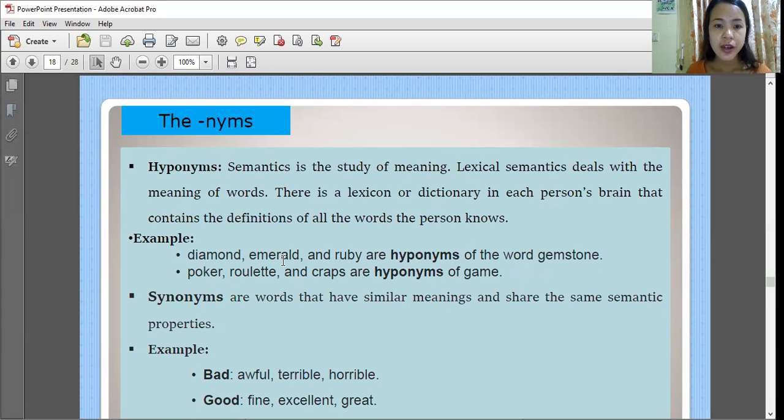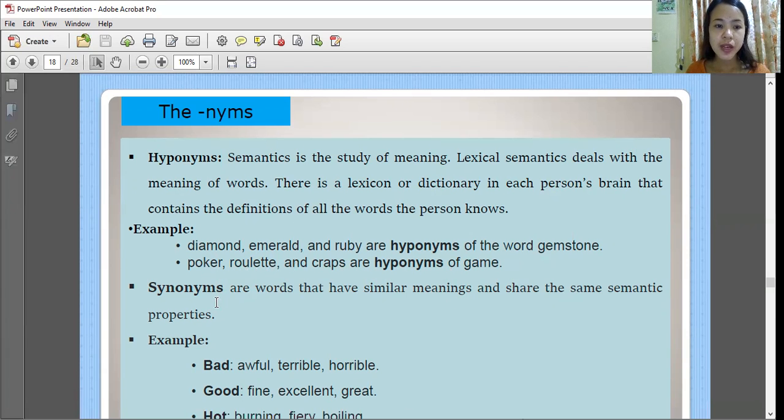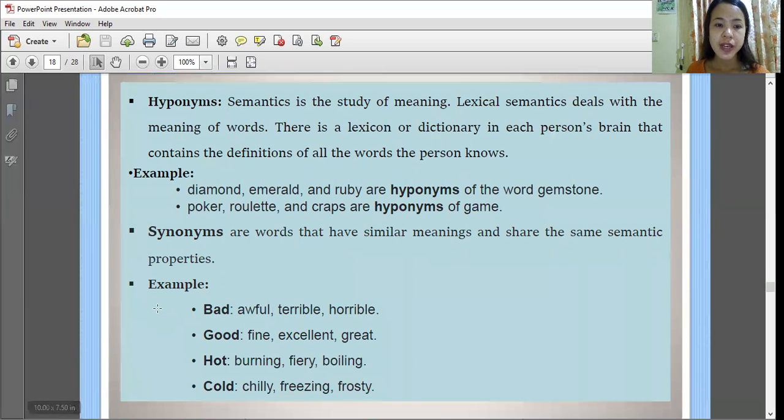Emerald or ruby is a hyponym of the word gemstone, and poker, roulette, and blackjack are hyponyms of the word game. Synonyms are words that have similar meanings and share the same semantic properties. Example: bad has the same meaning as awful, terrible, and horrible; good, fine, excellent, and great; hot, burning, fiery, and boiling. Cold is chilly, freezing, and frosty.